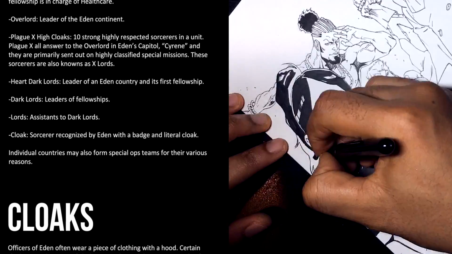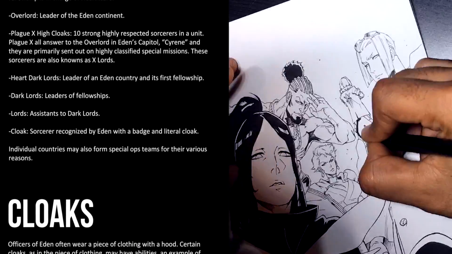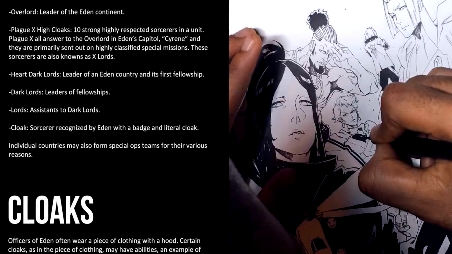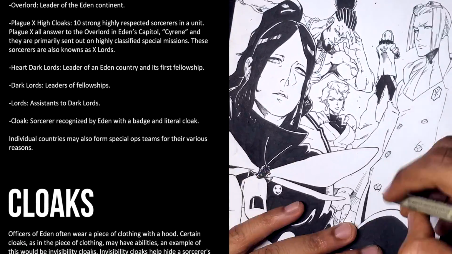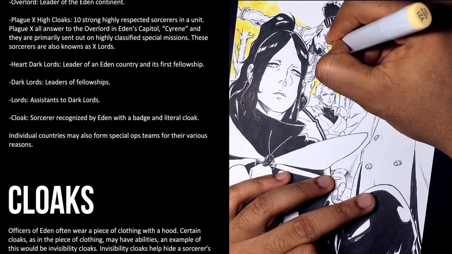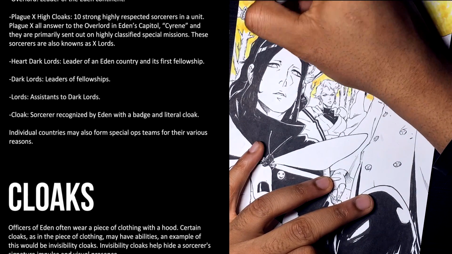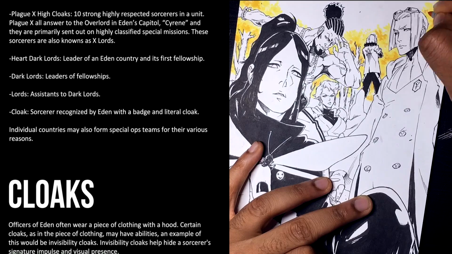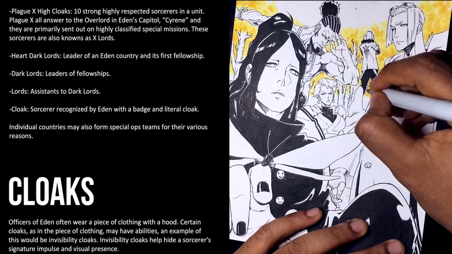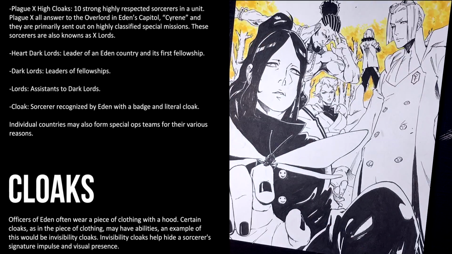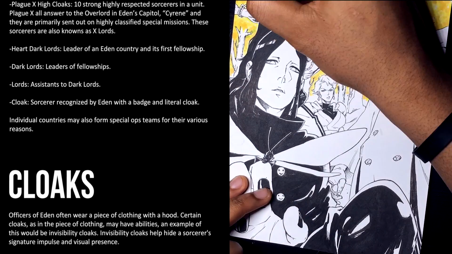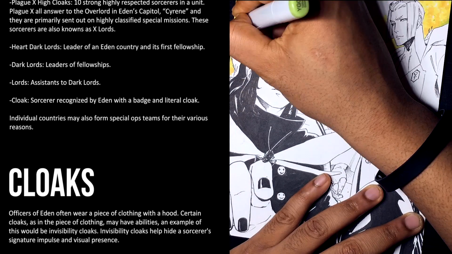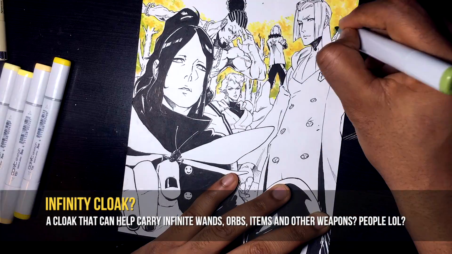Officers of Eden often wear a piece of clothing with a hood. Certain cloaks, as in the piece of clothing, may have abilities. An example of this would be invisibility cloaks. Invisibility cloaks help hide a sorcerer's signature impulse and visual presence, and you can clearly see the inspiration from Harry Potter. In time, we will see characters with cloaks that can do more than just invisibility, or can do several different things other than invisibility.